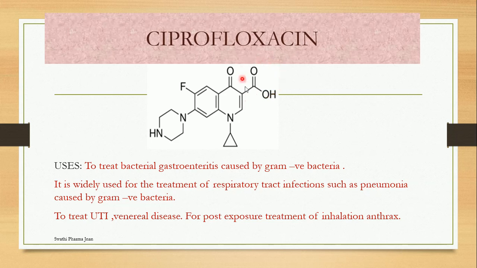At the third position carboxylic acid is as usual, and a ketone group is present at the fourth position, and at the sixth position one fluoro group is present, and at the seventh position a piperazine ring is present in the CIPROFLOXACIN structure. Here Cipro indicates a cyclopropyl group is present, flox indicates a fluoro group is present in this structure.